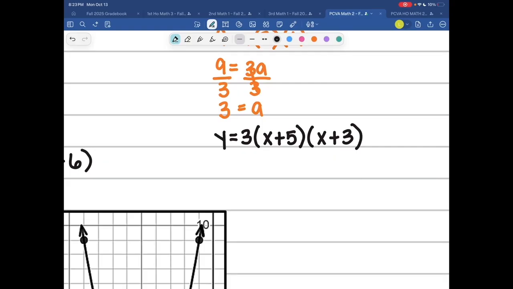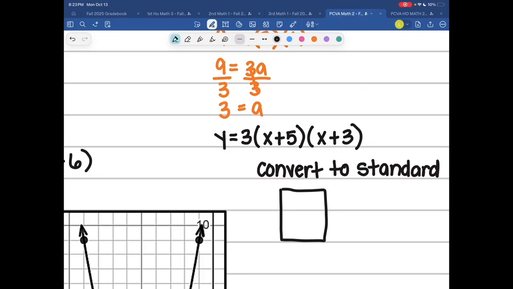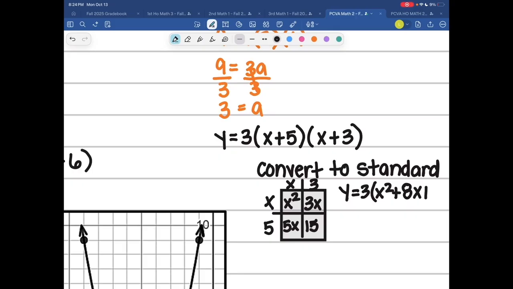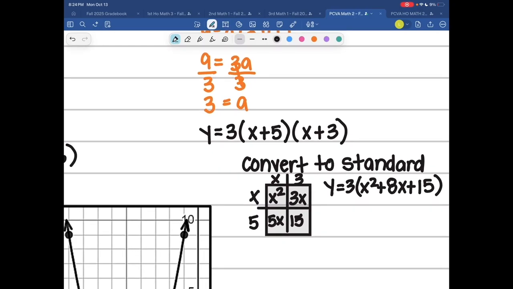All right, so if I'm able to get it in factored form and I want to convert it to standard form, all I would do is multiply my binomials together and then distribute. So we would say the x plus 5, and then we would do x plus 3. So we have x and 5, x and 3. So that would be x squared. That would be 3x, 5x, and 15. Okay, so we would have y equals 3 times x squared plus 8x plus 15. And then at that point, all we would have to do is distribute the 3. So if we distribute the 3, that would be 3x squared plus 24x plus 45. So you can convert between any form that you like depending on which one's given or which one you're looking for.